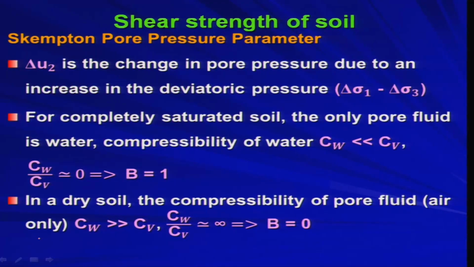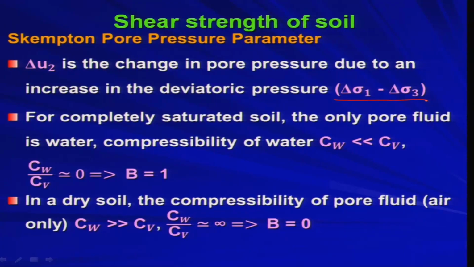Delta u2 is the change in pore water pressure due to an increase in the deviatoric stress, that is delta sigma 1 minus delta sigma 3, okay. The combined effect gives you the total pore pressure increment, that is delta u. So delta u1 happens in the first stage and delta u2 happens in the second stage of the triaxial test, and the combination of these two gives you the total pore water pressure increment.